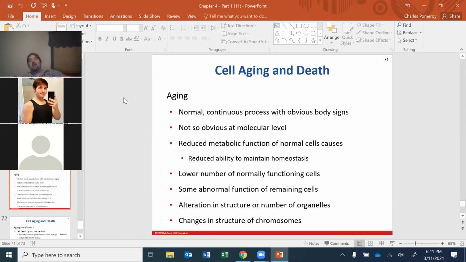All right, so aging, it sucks, but it's a part of life, and you can't avoid it. It is what it is. But aging is just a normal, continuous process of accumulation of damage over the course of years and years and years. Go back to chapter 3 where you had cell respiration. One of the things that happens during cell respiration is electron leak. And whenever you have electron leak, you get the production of free radicals. And free radicals damage your body.